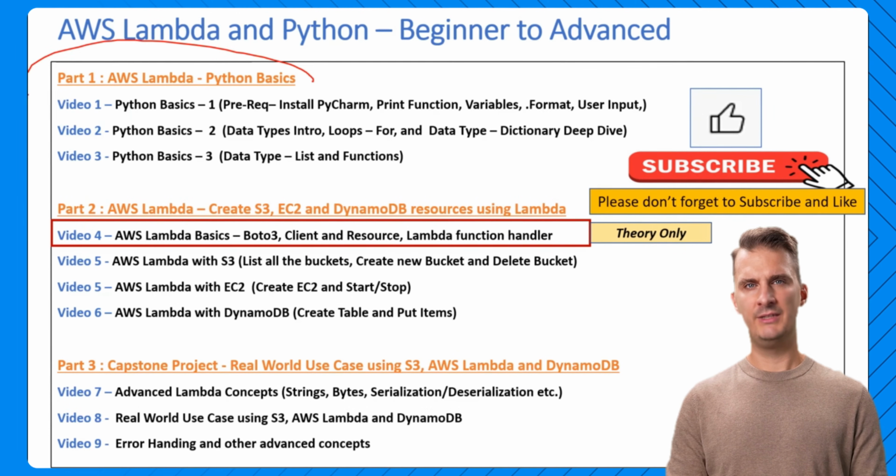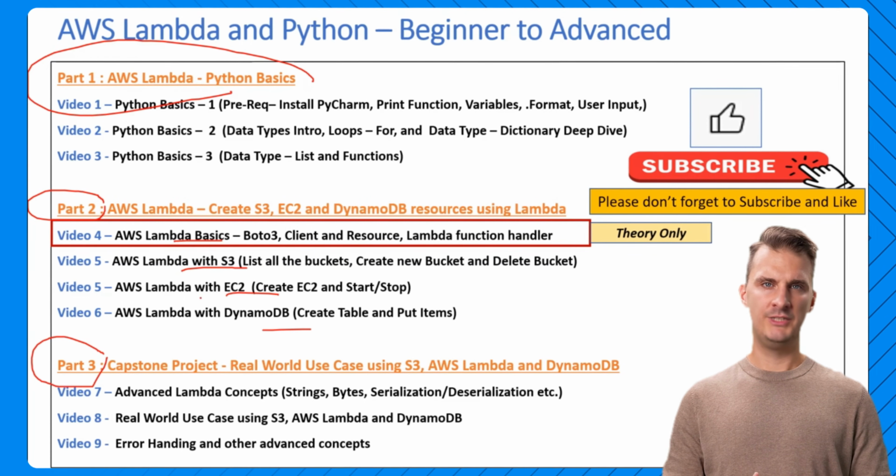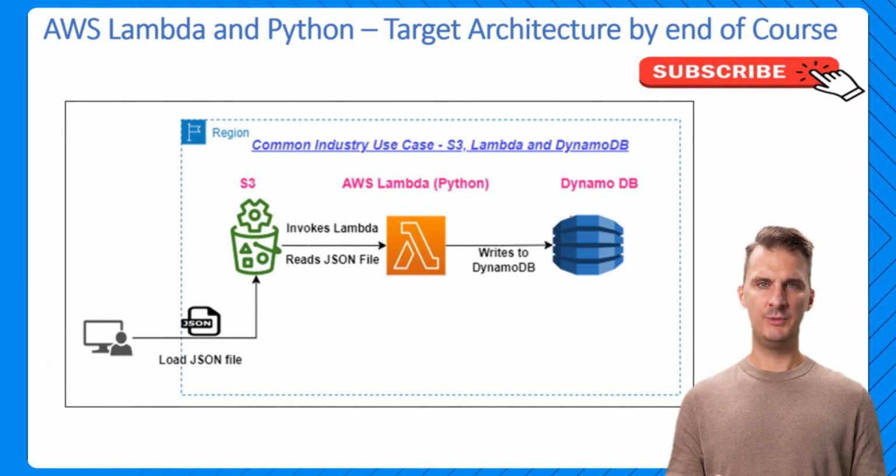In the first part, we discussed Python basics. We have 3 videos on that. In this part 2, we're going to discuss the basics. Then we're going to focus on creation of S3, EC2, DynamoDB. And in the final part of the series, we're going to do a full-fledged project using S3, AWS Lambda, and DynamoDB. This is the use case we are going to implement as part of the capstone project.